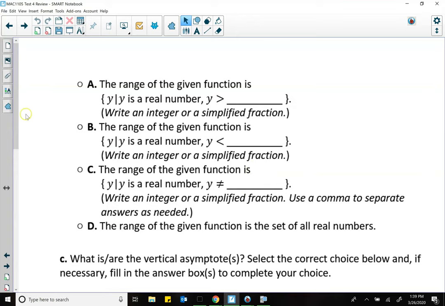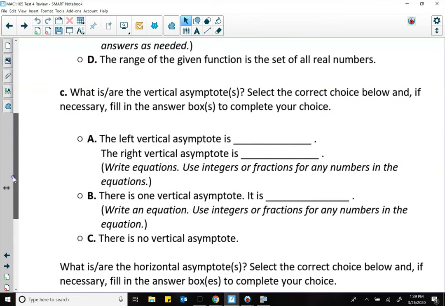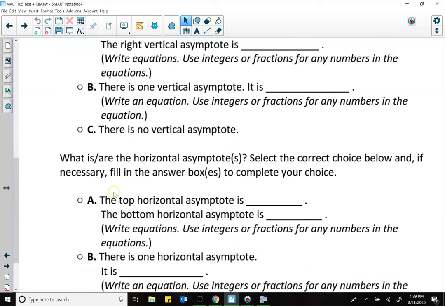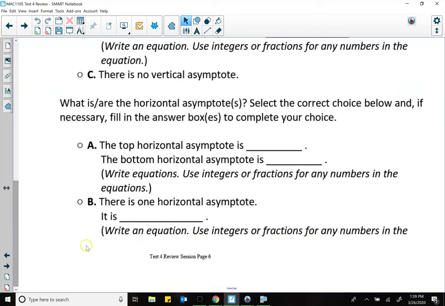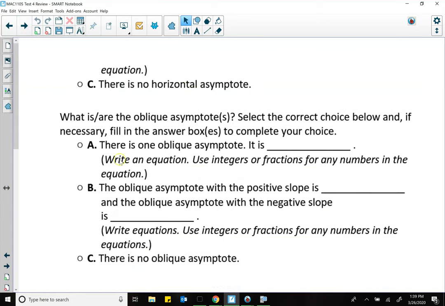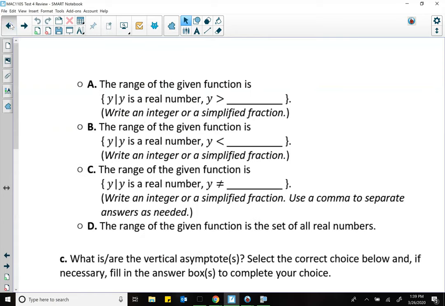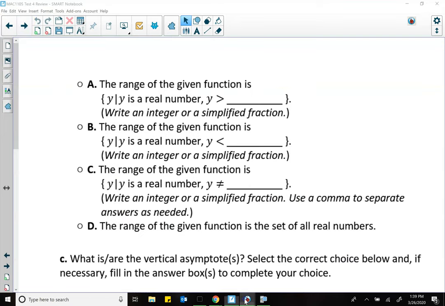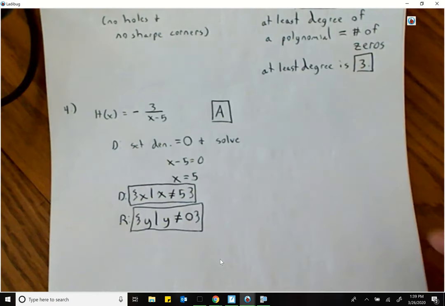Okay? And then down below, it wants to know, do we have a vertical asymptote? Do we have a horizontal asymptote? Or do we have, again, this one continues on the next page, an oblique asymptote? Okay? So let's talk about those real quick. So jump over here to our page.